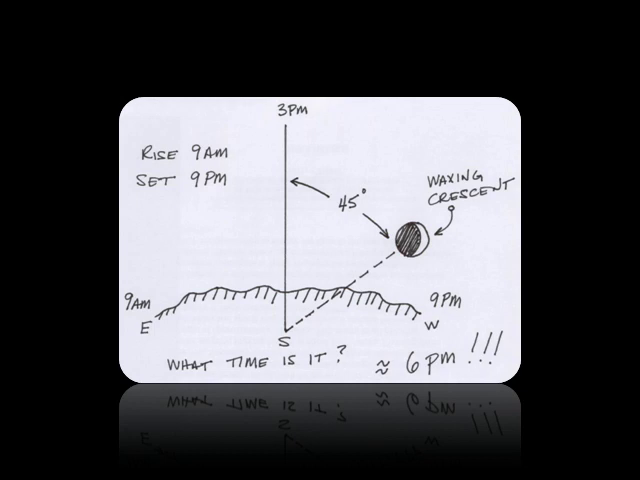and 9 p.m. If you have trouble coming up with that, just think of the face of a clock in your head. If I have 3 p.m. and if I have 9 a.m. and 9 p.m., what's in between? And the answer is clearly 3 p.m. If I look up in the sky and I see that the position of the moon is about 45 degrees from 3 p.m., that means it's about halfway between 3 p.m. and 9 p.m., which is 6 p.m.